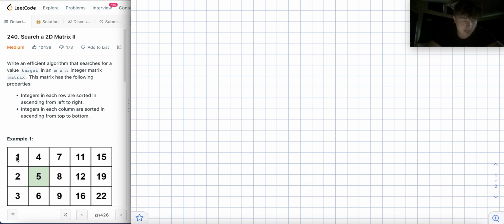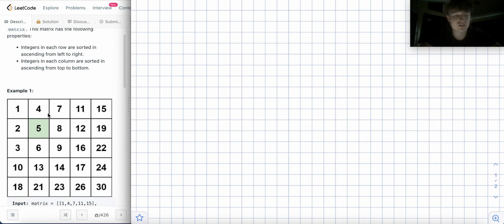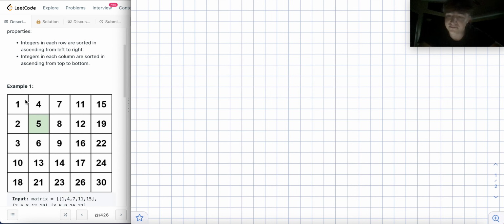So see here, it's steadily non-decreasing, right? So it's 1, everything after that is greater than or equal to 1. 4, 7, 11, 15, right? You can obviously see that this is sorted. 2, 5, 8, 12, 19, so on and so forth. And integers in each column are sorted from top to bottom. So it's also non-decreasing top to bottom. So 1, 2, 3, 10, 18, 4, 5, 6, 13, 21, 7, 8, 9, 14, 23, 11, 12, 16, so on and so forth. Okay.